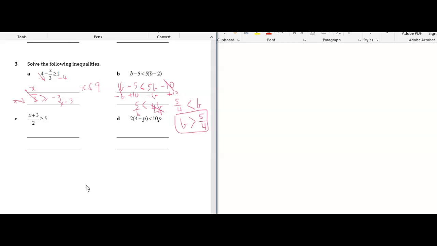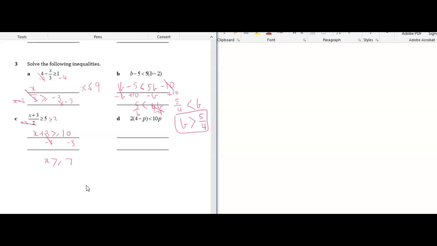All right, question C. I'm going to get rid of this 2 first by multiplying both sides by 2. So that goes x plus 3 is greater than or equal to 5 times 2 is 10. And subtract 3 from both sides. So that goes, so x is greater than or equal to 10 minus 3, which is 7. All right, the last one.